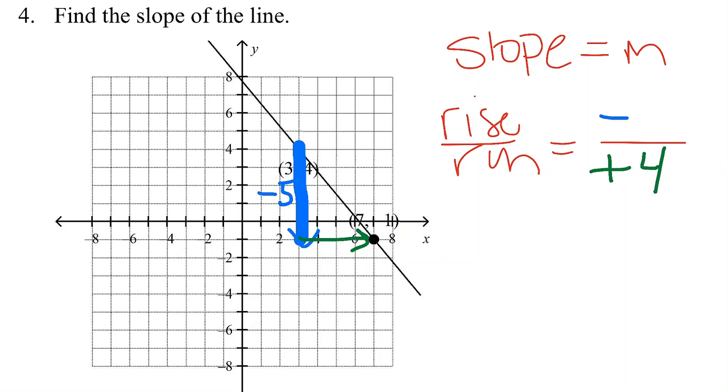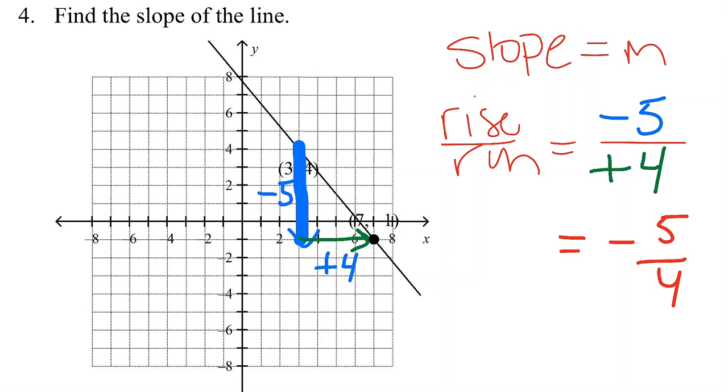Oops, I forgot to write my rate of change of negative 5. And so you're going down 5 and to the right 4. The rise is down, so it's negative, and the run is positive because you're going to the right, and it's 4. And then what you do is you simplify. And you cannot simplify that, so that ends up being a rate of change of negative 5/4.